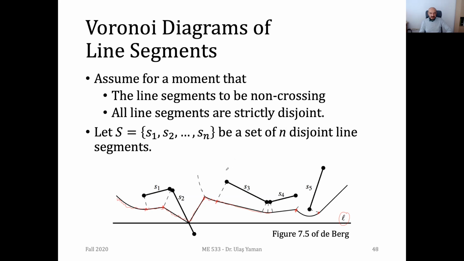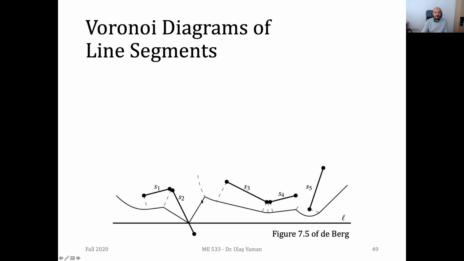Another important issue is that this time the resulting Voronoi diagram will not have just lines. We will also have some kind of arcs in the Voronoi diagram. Sometimes we may have such lines, but depending again on the orientation of your set of disjoint line segments, you may have an arc in the resulting Voronoi diagram.